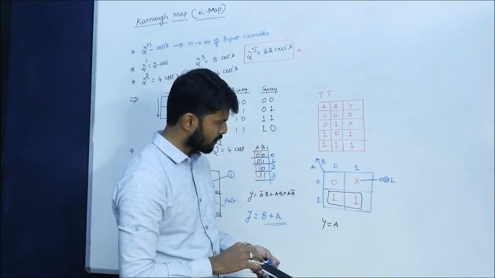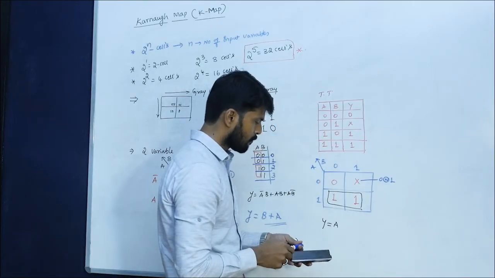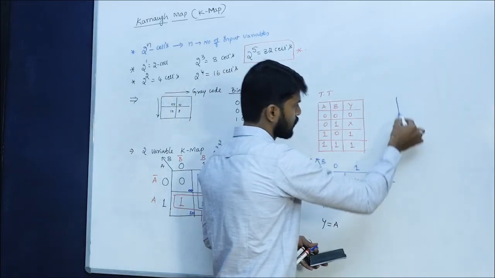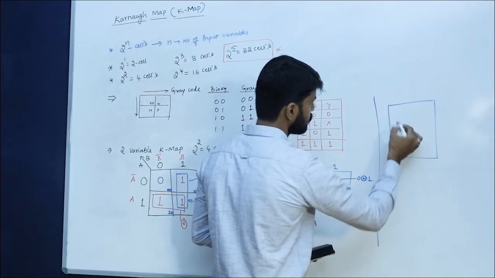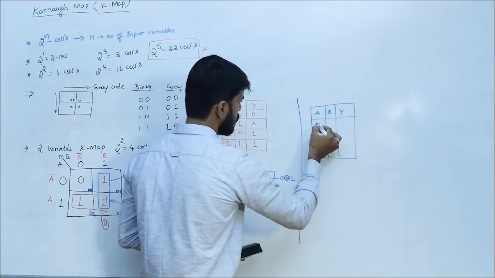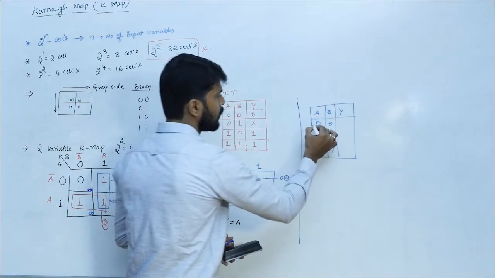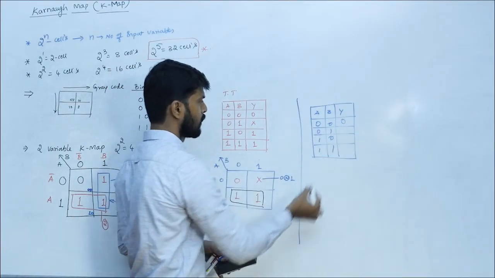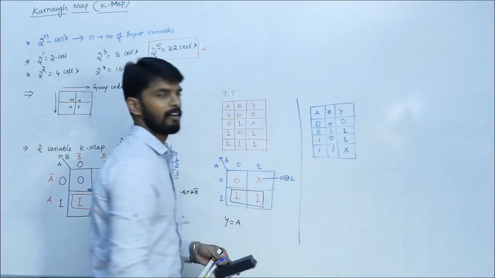Some situations come like this. That is the first condition. Now I will write the second condition scenario. Here I have A, here B, and here Y. So this is 0, 0, 0, 1, 1, 0, and the 1, 1 combination. Now I will take, in this case, 0 here, 1 here, and 1 here. In this place I will take don't care.